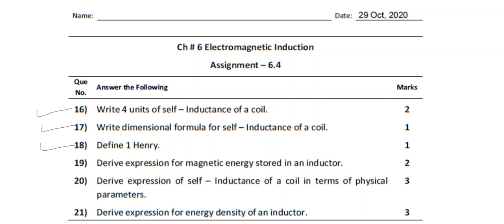We'll see definition of 1 Henry, what is Henry. These two are related and very important questions, energy and energy density of an inductor. And in between, we have one more formula for self-inductance, which we'll see that if I change coil or number of turns of coil or dimensions of coil, how L gets affected. Okay, so that is the assignment. Let us start with the assignment.